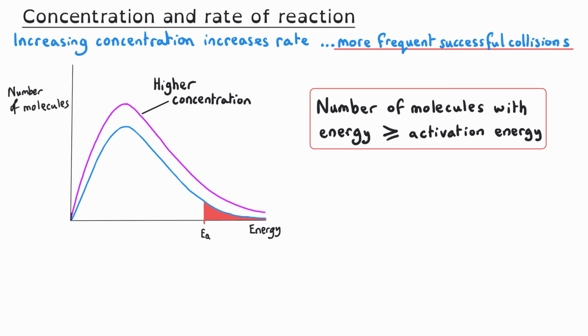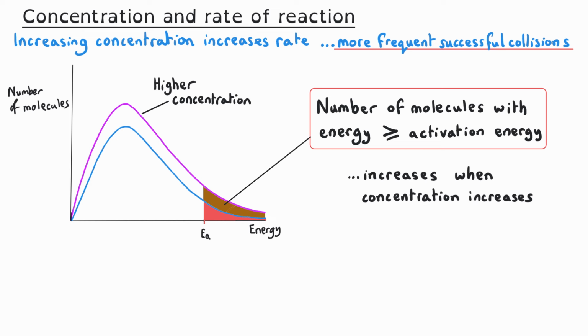And so, if we increase the concentration of a particular reactant, the curve area must increase because we've got a greater number of molecules. As a result of that, the area under the curve to the right of the activation energy will also increase. And so we have a greater number of molecules with energy greater than or equal to the activation energy. And so the rate of the reaction will increase.